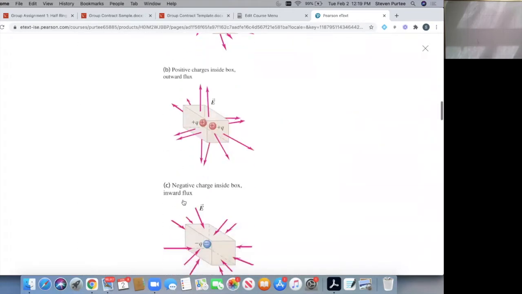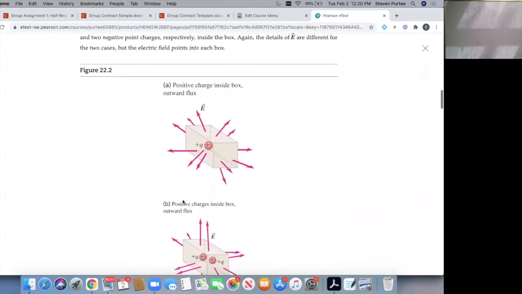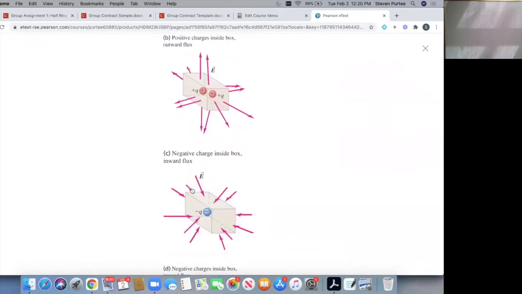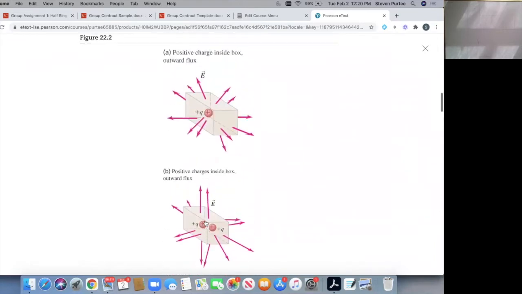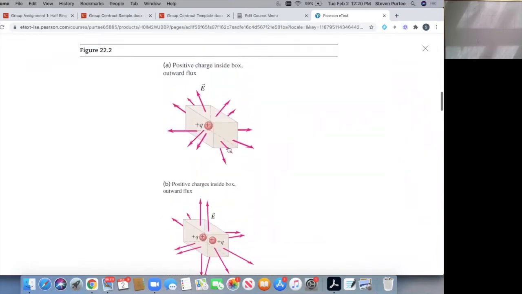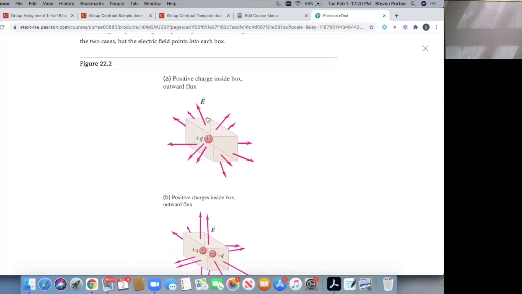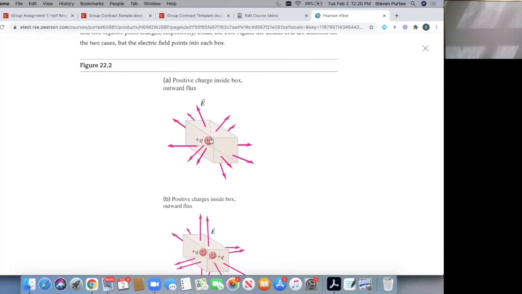Okay, so we've got a bunch of pictures here. We call it positive flux when something is flowing out from a closed surface. Negative flux if something is flowing in. So if we have a closed orientable surface, like a box here, with a positive charge, we would say we have positive flux flowing out.